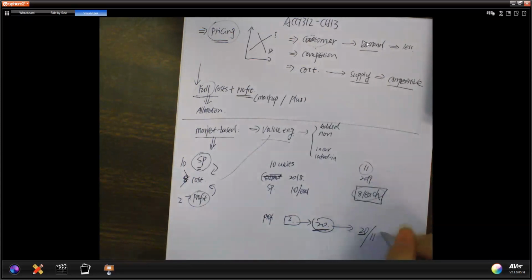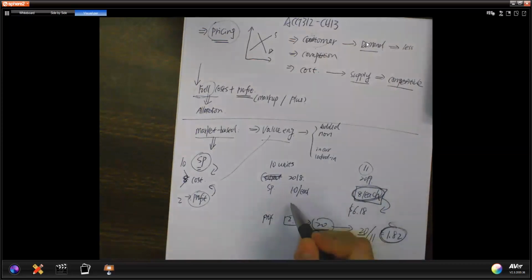So for each one, the profit will be around $1.82. I think that's the number. So your selling price now is $8, and your new profit for each one is $1.82. So your new target cost will be $6.18 each.